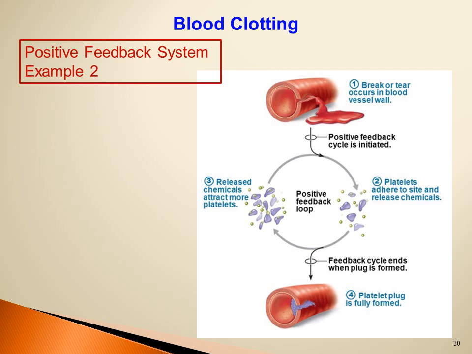So in this example, we have a break or tear in the blood vessel wall. Platelets present in the blood, which are one type of the blood cells, will adhere to or attach to the site of injury or damage in the blood vessels. The platelets will become activated, they will release certain chemicals, and this will attract more platelets to attach to the site of injury. So the stimulus is adhesion or aggregation of platelets, and the response is more and more aggregation or adhesion of platelets. That's why it is a positive feedback system.